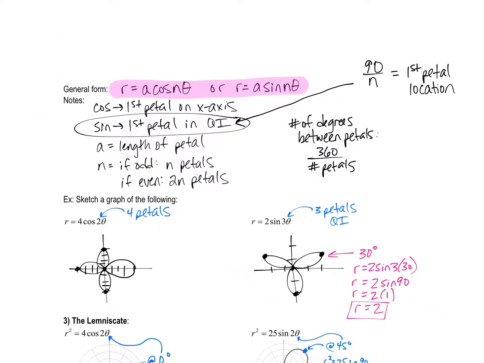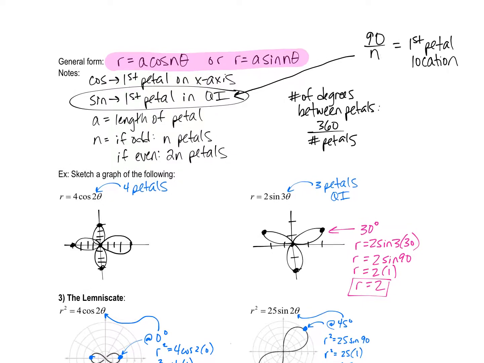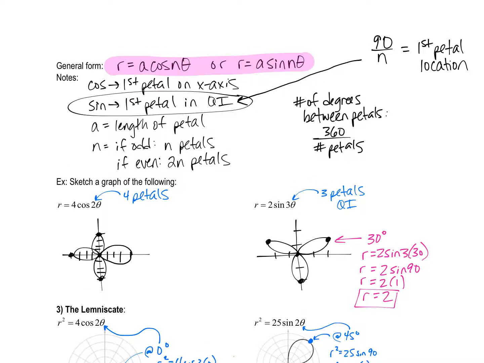So here are the notes that we wrote down and the sketches that we did in class. I've already talked about all of this stuff and things that you wrote down. Here are the two different location formulas that we use in order to figure out petal locations. And then this is what your general form looks like. The N is this N down here, helps you determine how many petals. And remember, the A is the same thing as the circle. It represents the length of the petal.